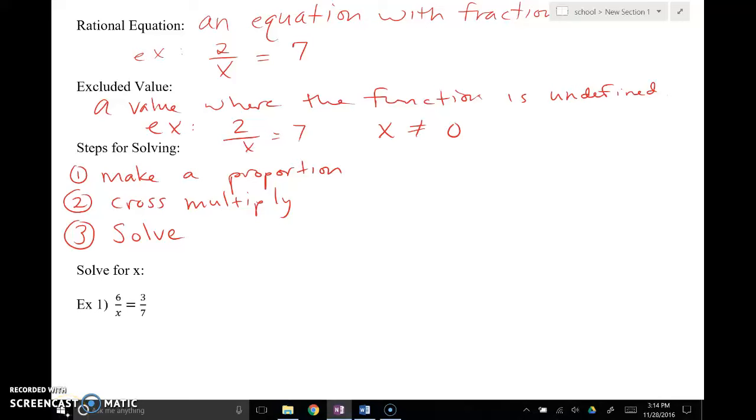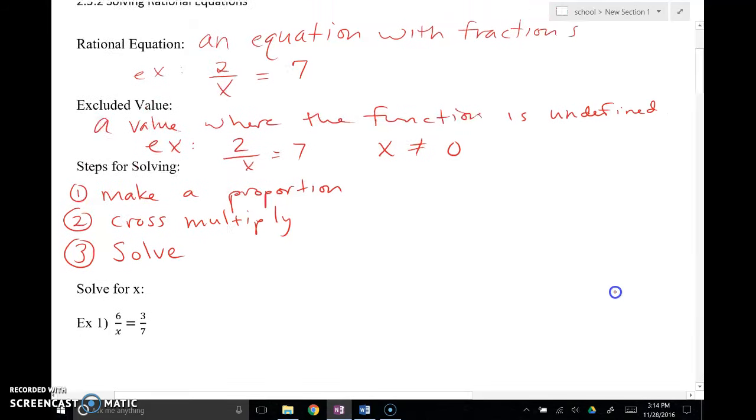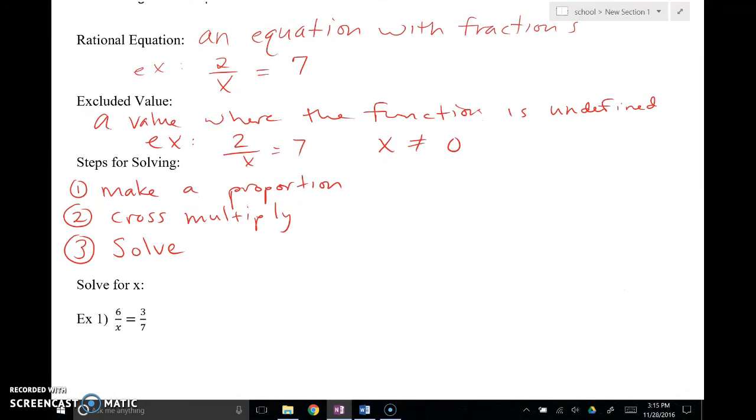Okay, here's a tutorial on solving rational equations and the rational function. This is 2.3.2 in our Math 2 curriculum. Alright, so what I want you to do real quick is to pause your screen and get down some of these notes that I have already written out for you for rational equations, excluded values, and steps for solving. You'll just go ahead and get those copied down.